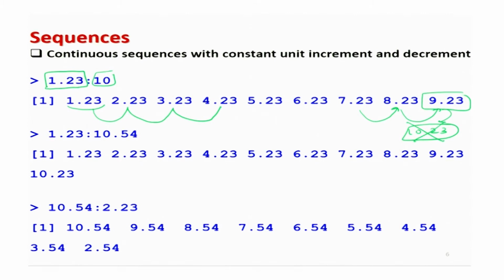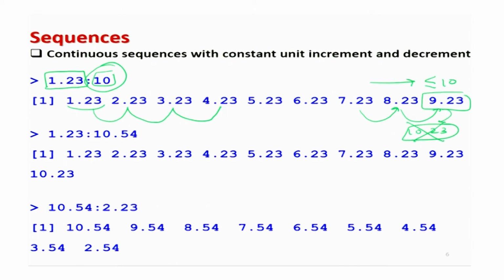So the sequence is going to stop at a value which is less than or equal to the value given after the colon sign. For example, here it is 10. So that is why the sequence stops at a value which is less than or equal to 10. That is what you have to keep in mind.